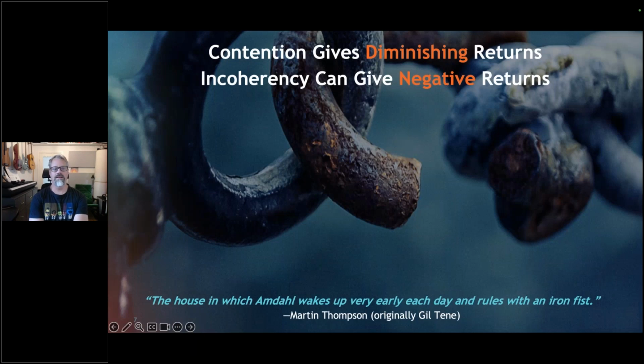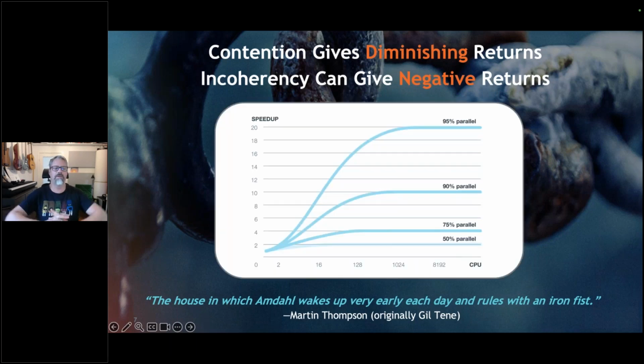So contention, as I hinted at in the beginning, can in the worst case give diminishing returns. But another thing to talk about is incoherency. That can actually give negative results. Here is a graph of the result of Amdahl's law, and there are two different concepts here. We have contention that I talked about, that's really waiting for shared resources to become available. But then you also have coherency, and that is the delay for the data to become consistent.